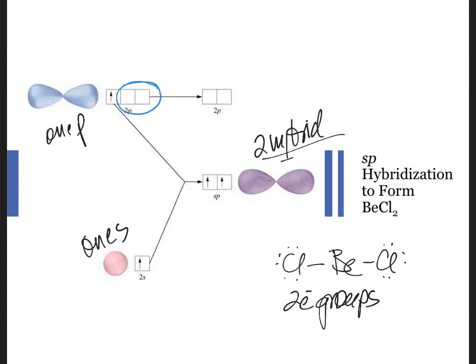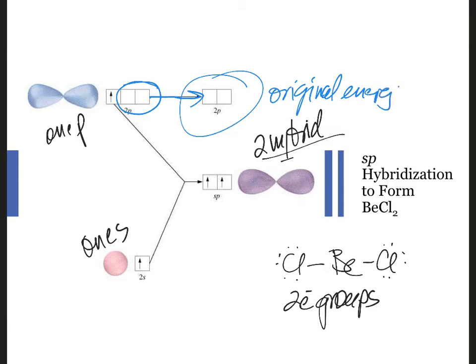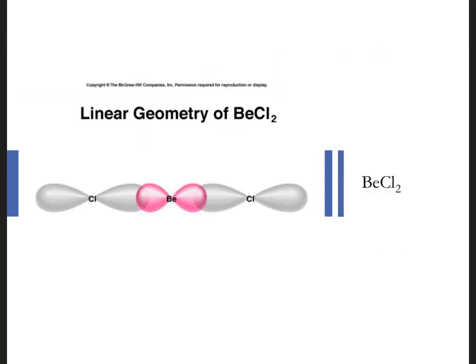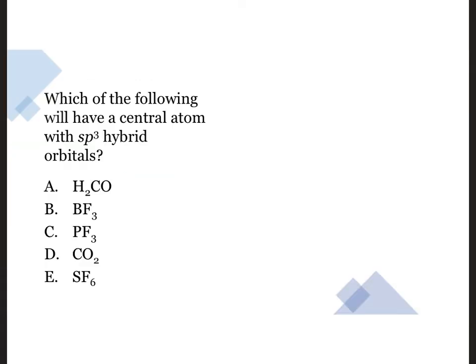2p orbitals that are not used in the hybridization retain their original energy, and they remain not hybridized. All right, so in the end, we see these sp hybrid orbitals on beryllium overlap with the p orbitals from chlorine, again in that head-on sigma fashion.